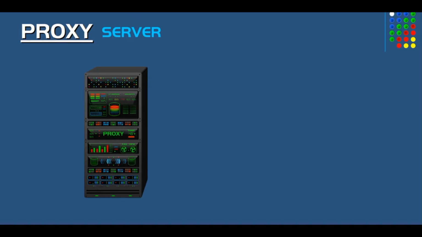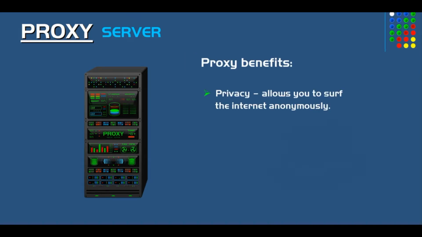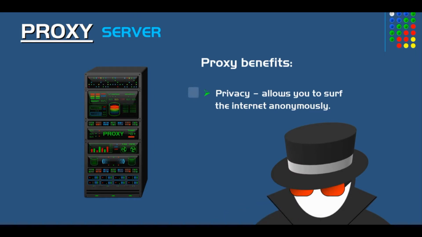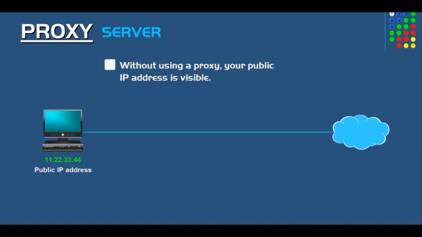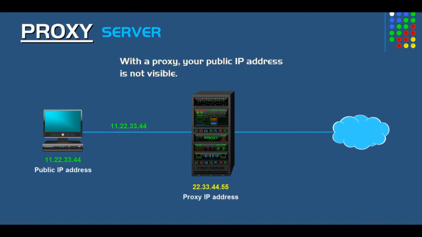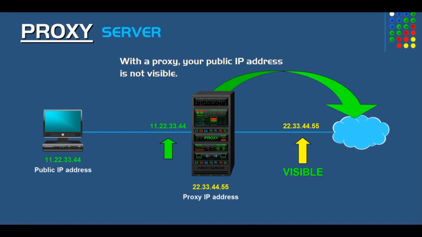Well, a proxy has several benefits, and one benefit is privacy, because it allows you to surf the internet anonymously, because it hides your IP address. Without using a proxy, when you visit a website, your public IP address is visible, so certain people can know which websites you're visiting. But when you use a proxy, your IP address becomes invisible, because as the proxy server is retrieving the web page for you, only the IP address of the proxy server can be seen viewing the web page. So your IP address stops here, and then the proxy IP does the rest of the work.